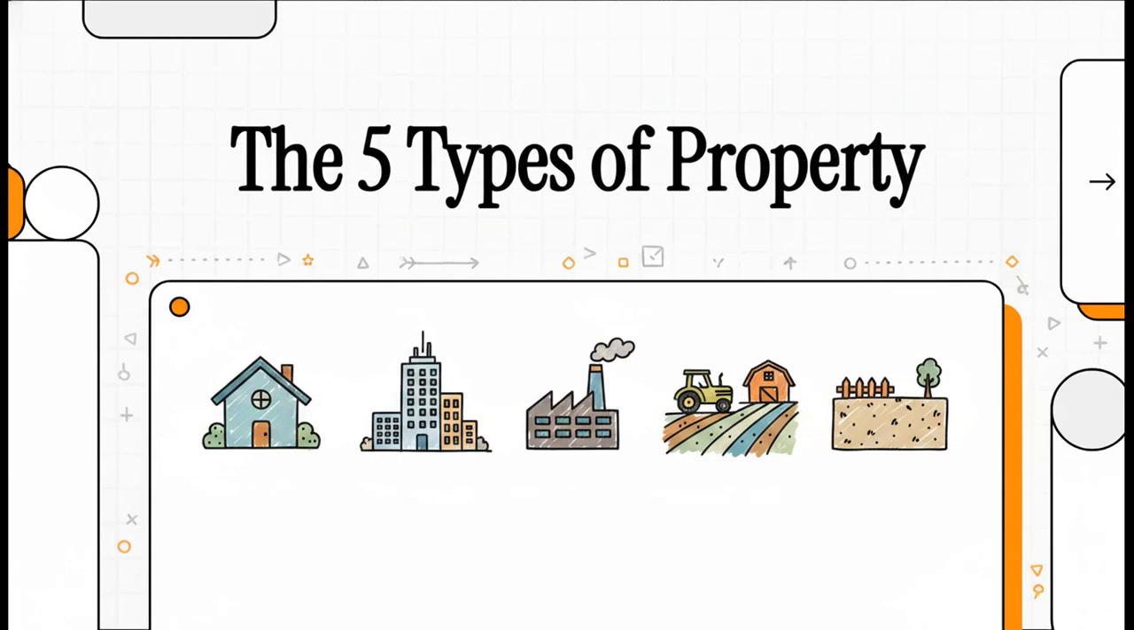All right, let's jump right into this explainer. Today, we're demystifying the literal physical spaces we inhabit every single day. We constantly pass by, live inside, and work within real estate, but we rarely step back to examine the structural categories that actually define it all. So let's break down the 5 fundamental types of property.